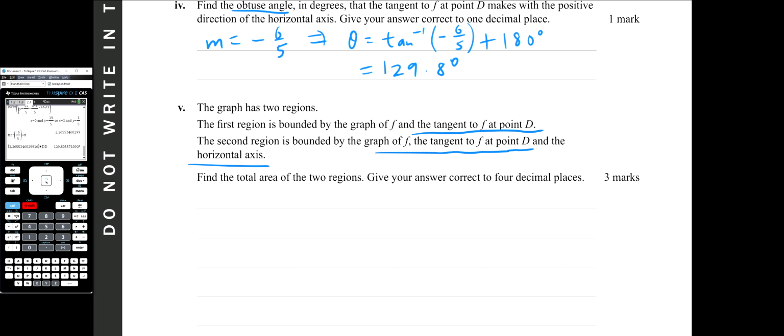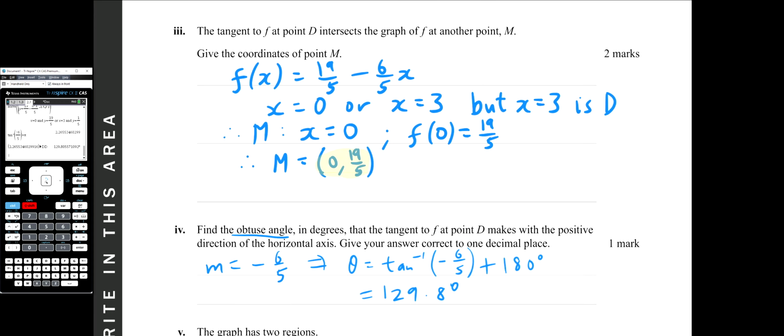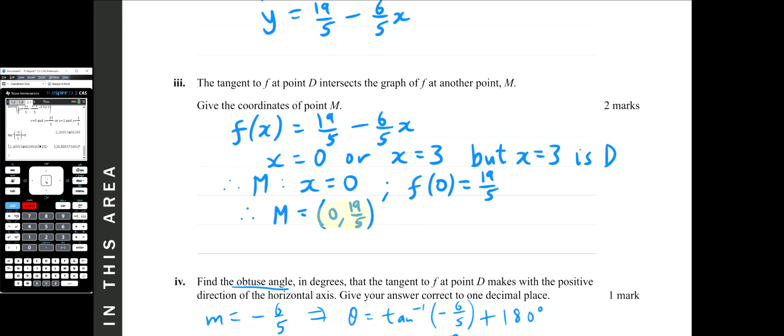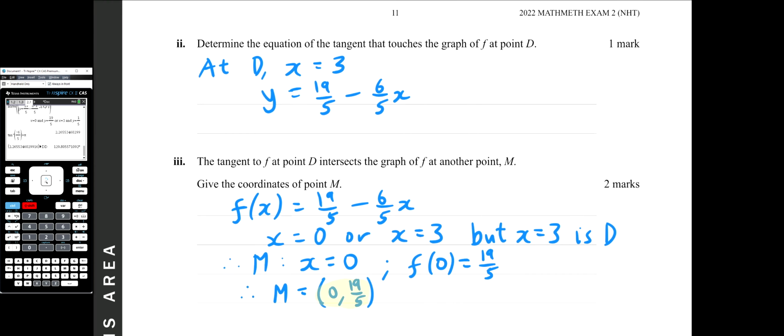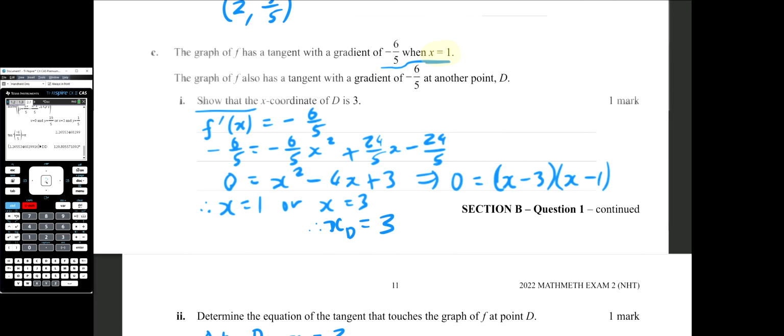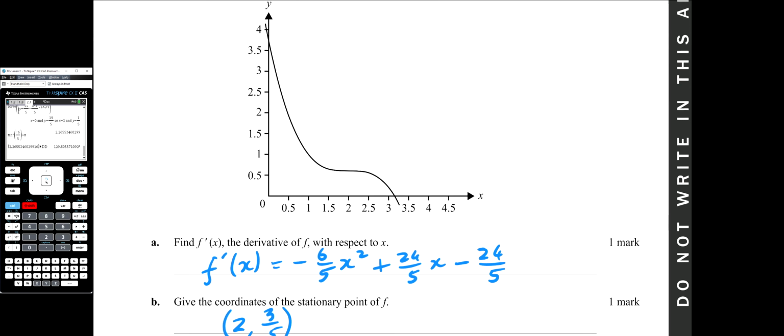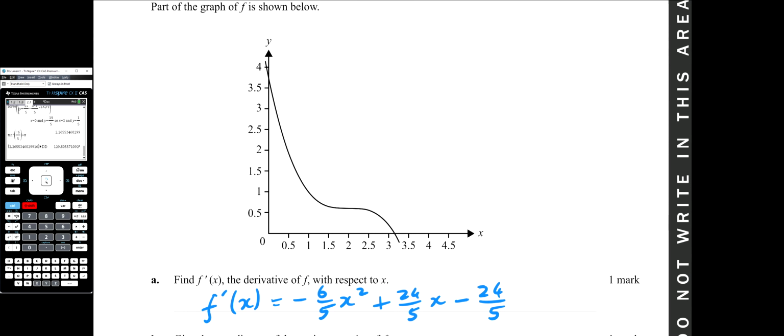Okay, so in order to do this question, it'll probably be a good idea to draw the tangent on the graph. So let's look if we know any features of the tangent. Well, yes, in fact, in part 3, you can see what I've highlighted there. 0, 19 over 5 is the coordinates of the intersection between the tangent and the graph of f of x. So it turns out that the tangent and f of x intersect at their y-axis, or the y-intercept. So I'll use a red color to do this.